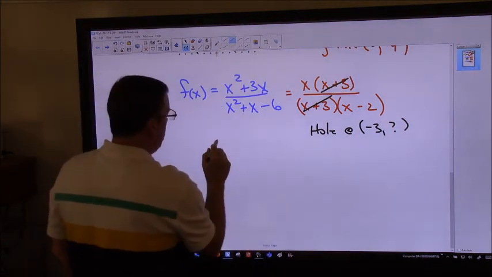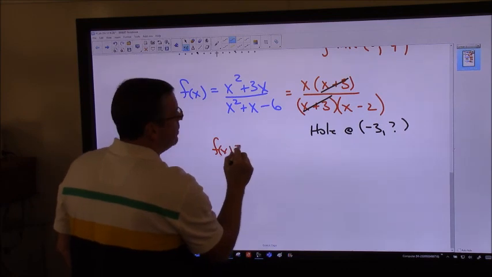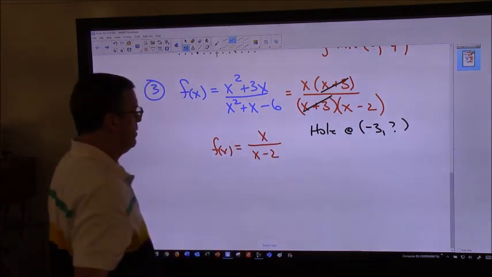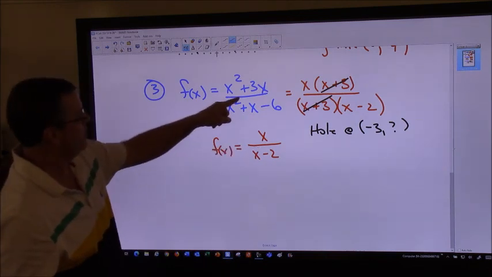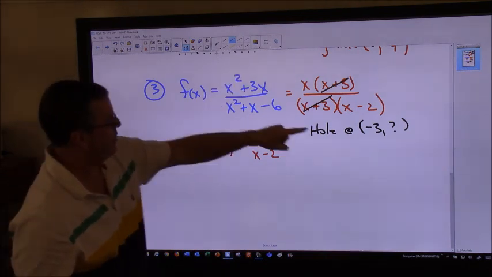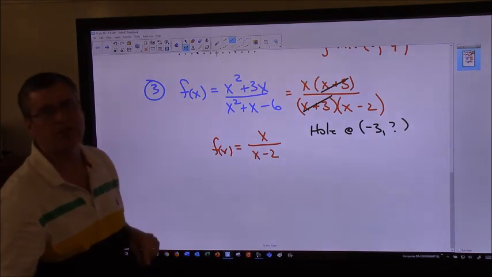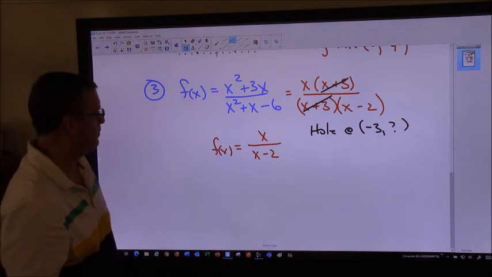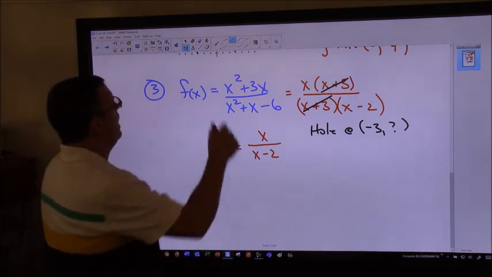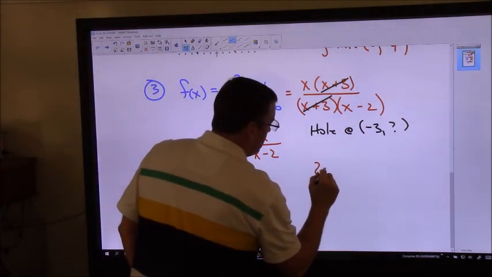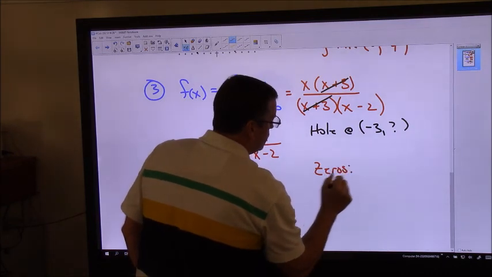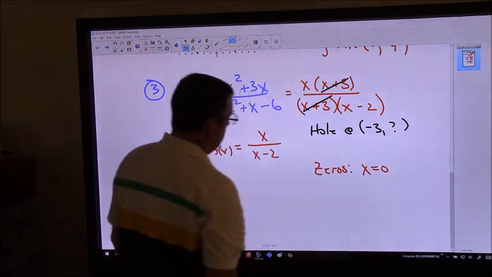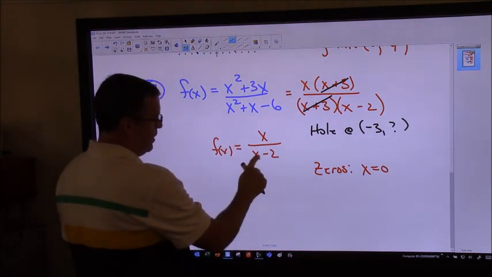And now what I'm going to do is say f of x equals x over x minus 2, because this graph looks exactly like this, except this one has the hole, this one doesn't. And we're trying to graph this, so I've got to make sure I show the hole in the graph. Alright, so now I could say that my zeros are at x equals 0. I've got a vertical asymptote at x equals 2.